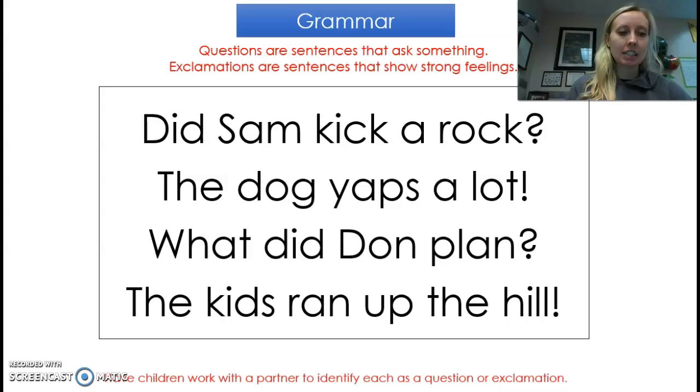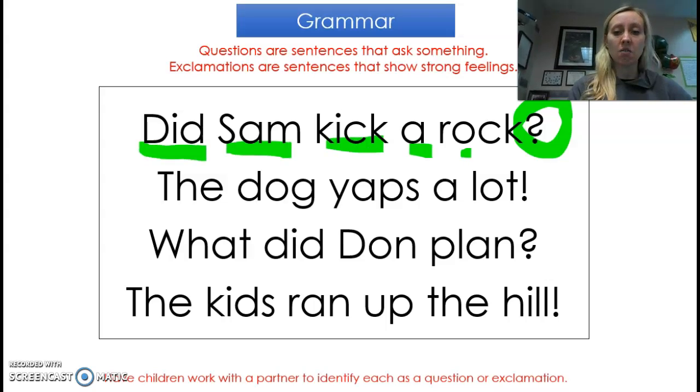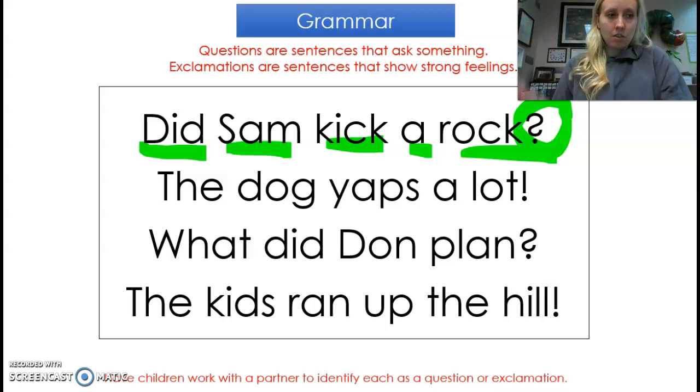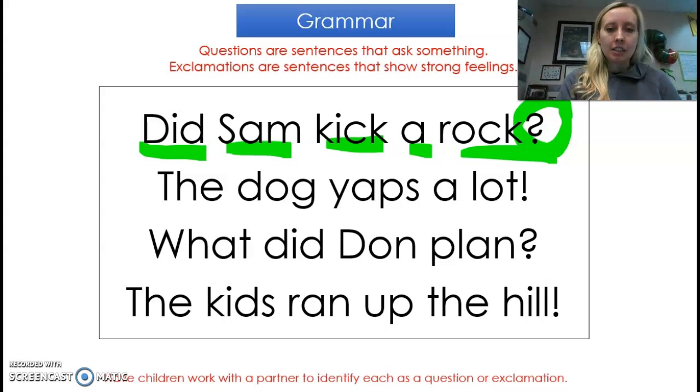Okay, friends, this is our grammar. So what we're trying to help you learn is questions are sentences that ask something, while exclamation marks mean I'm telling you something strongly with lots of emotion. So let's look at the end mark here. This is a question. That means I don't know. So I'm going to ask you. So let's read this together. Did Sam kick a rock? In my class we go like this. We don't know. Okay, let's try that again. Did Sam kick a rock?